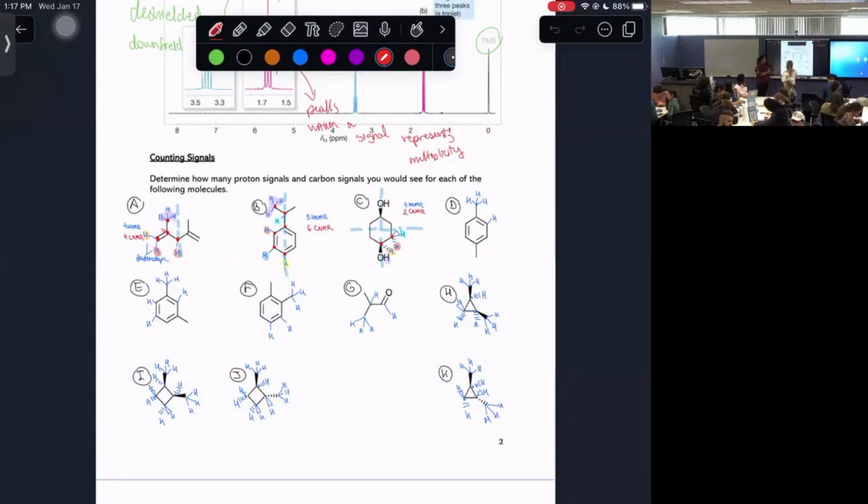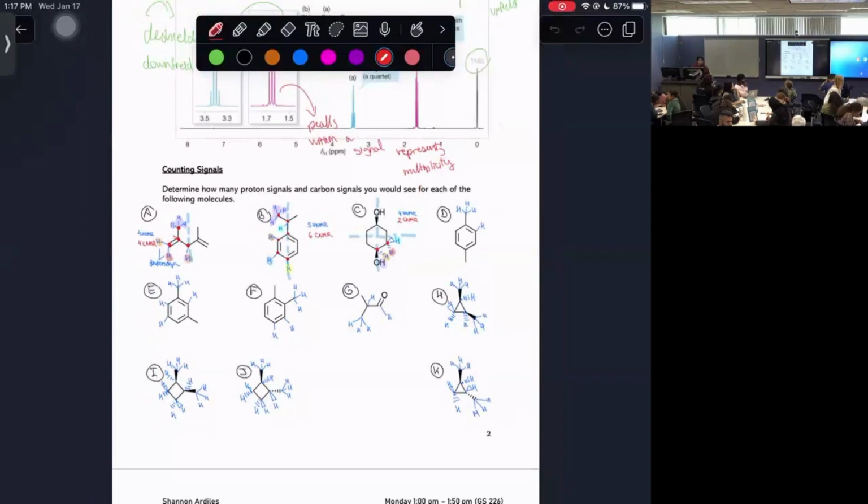Environment for the hydrogens is the same, so they are. So it goes split down the middle.